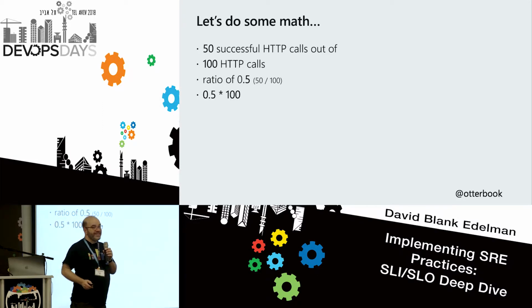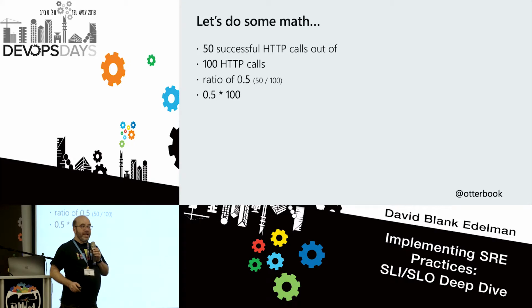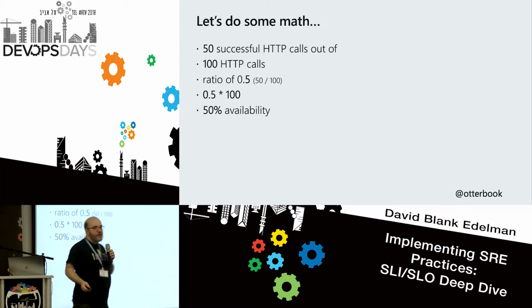Okay, so if we were to do this multiplication, anybody here ready for this stuff? Do you have your calculator out? Somebody care to tell me how reliable that is? 50%. Yes, there we go. 50% availability. That's it. That's how hard that is.